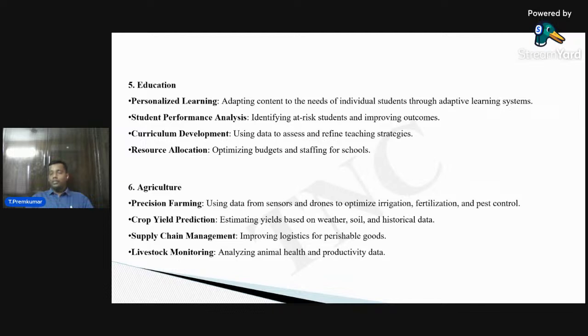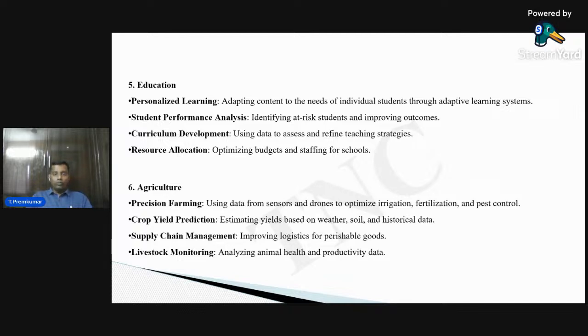So in the case of personalized learning, adapting content to the needs of individual students through adaptive learning systems. You can improve the personalized method for individual students by using the adaptive learning system. Then the second one is students' performance analysis. It helps identify the risk of students and where we can improve their performance and outcomes. And the next one is curriculum development, to refine and define newer upgrades of the syllabuses as well as the teaching strategies.